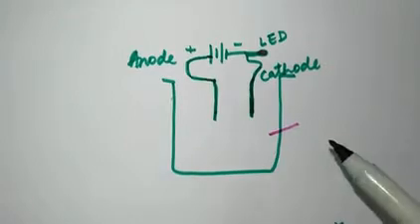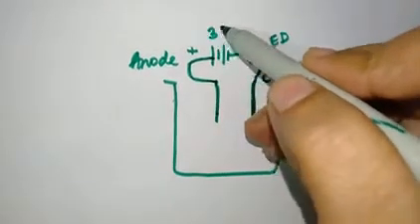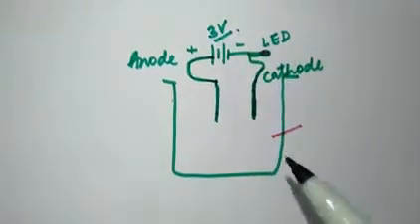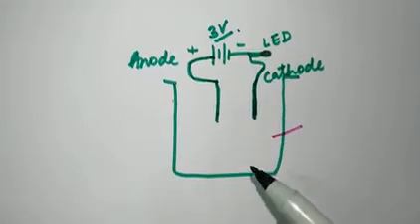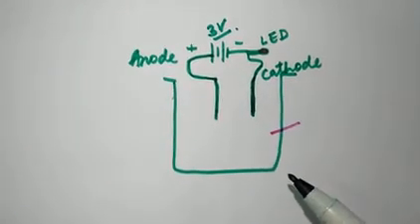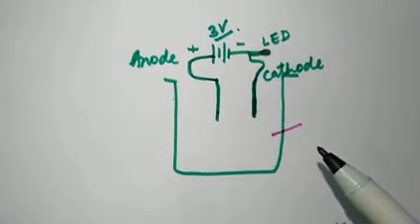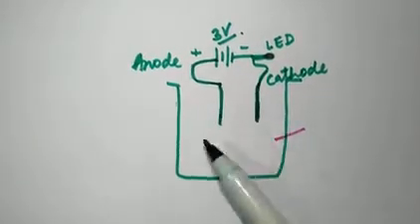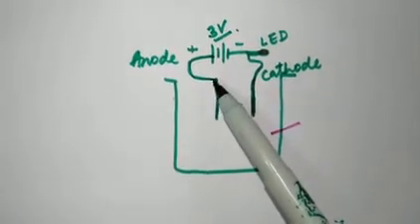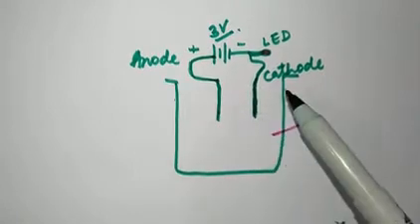Now we join it with the 3 volt battery. This is a 3 volt battery, and we connect the negative terminal and LED to wires attached to the metal clips, and the clips act as electrodes. This one is the anode and this one is the cathode.